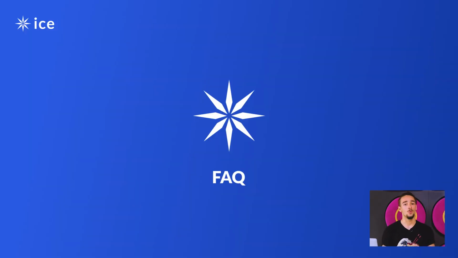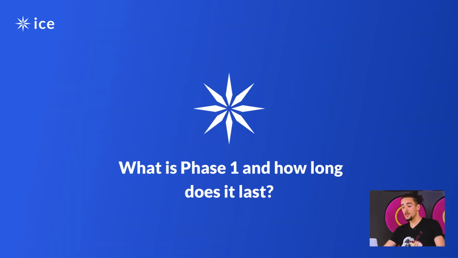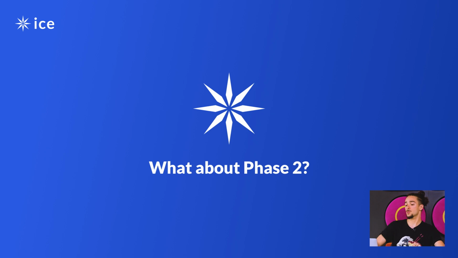Now, let's dive into some frequently asked questions. What is phase one and how long does it last? Phase one is when we build the core user base for ICE Network and reward users with our network token for free. This phase is set to last for 15 months since our official launch on the 7th of July of 2023.